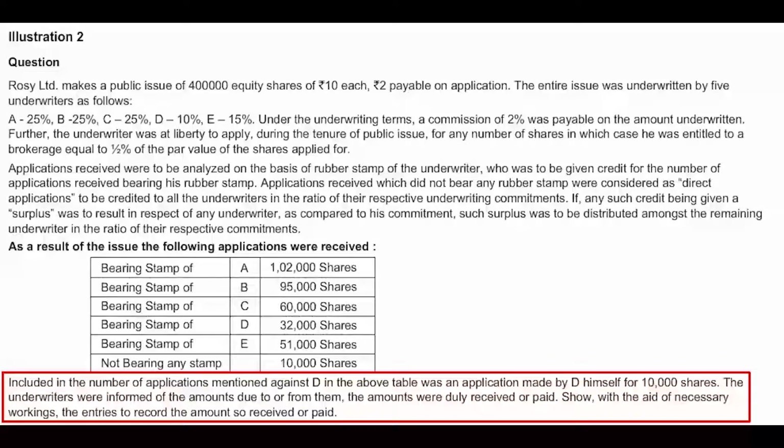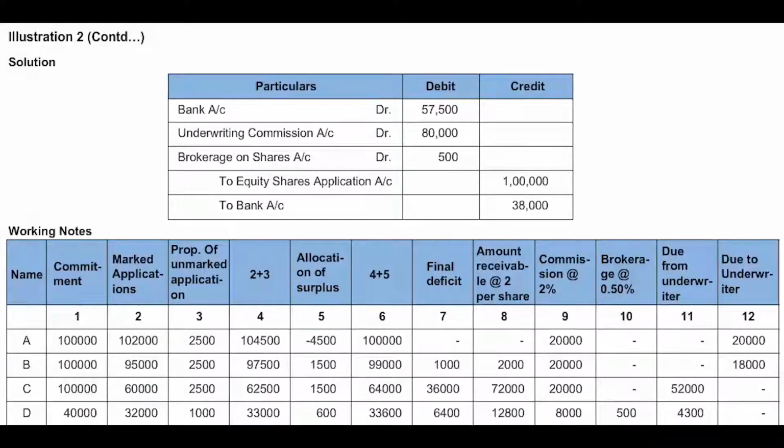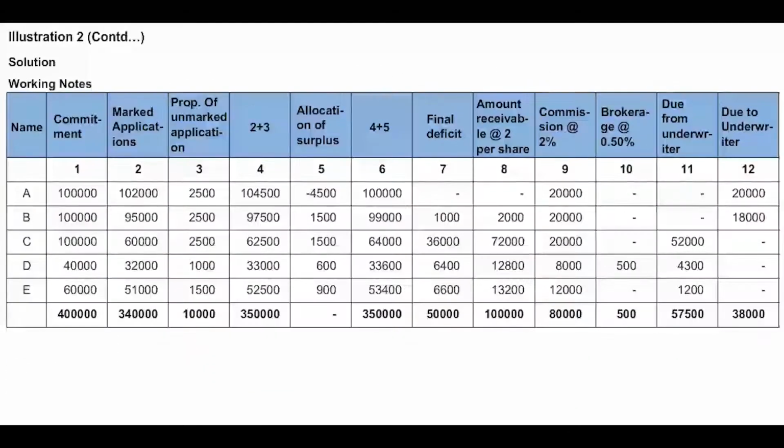The underwriter D has marked applications of 32,000, out of which 10,000 are shares actually subscribed by himself. So 2% commission will not be paid, as given in the question. Only 0.5% brokerage will be paid on 10,000 shares, and on the remaining 22,000 shares of D, commission of 2% will be payable. Working note in the solution: A, B, C, D have gross liability of 1 lakh, 1 lakh, 1 lakh, 40,000 and 60,000, because 4 lakh is the total equity shares, divided into 25, 25, 25, 10 and 15. So this is the gross liability.